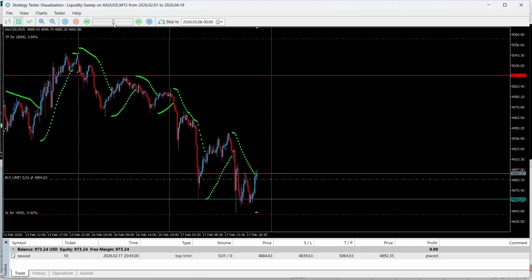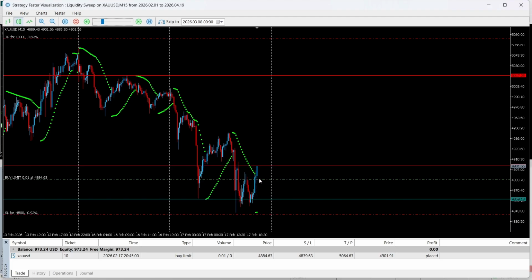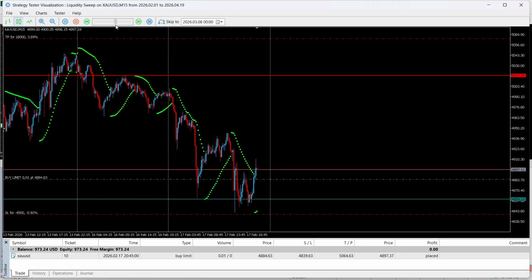As you can see now, it's just taken a trade because it's broken below the liquidity level here, and then the parabolic SAR here has given us an entry. But as you can see, it sets a limit order at 50% of the trigger candle. So this is a really small trigger candle, but it's set it at 50% of the overall length of this candle. And we'll just see if we get tagged into this one.